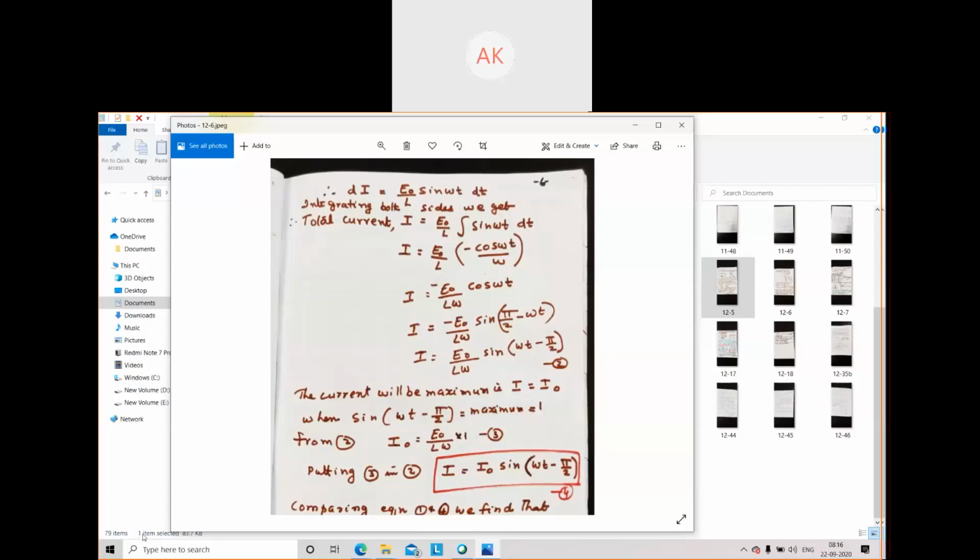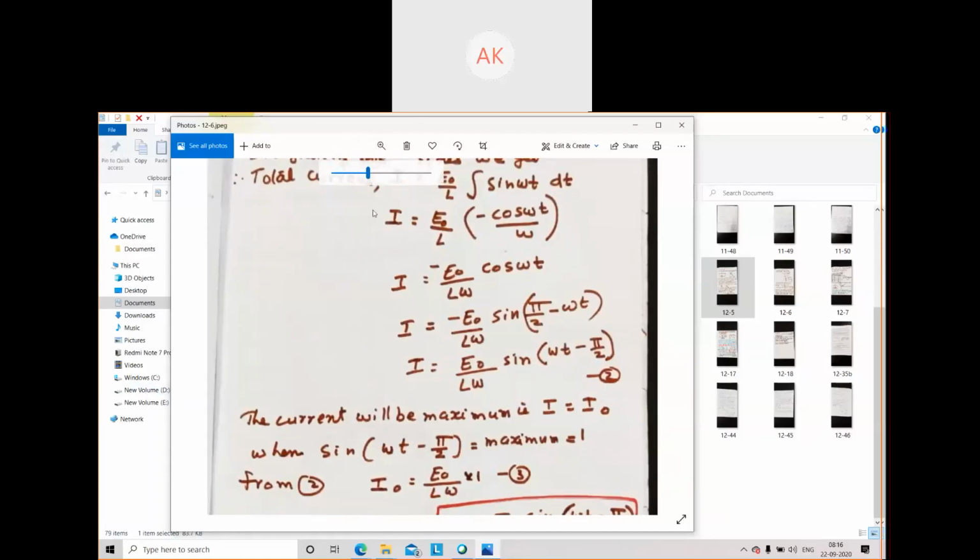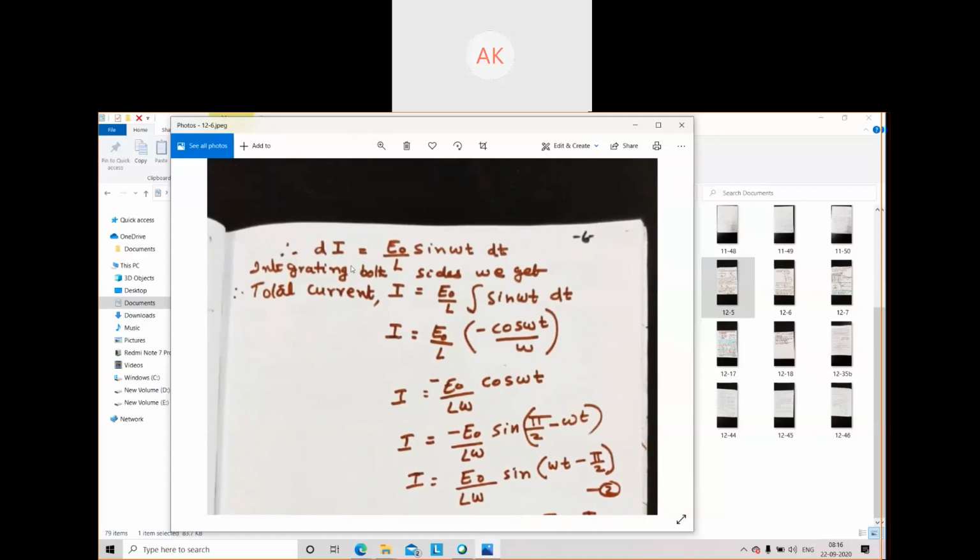Then, now we got the expression for di. Di equal to E0 by L into sin omega t dt. Then integrating both sides, we get total current. I, integral di is I, equal to E0 by L, which is constant, into integral sin omega t dt. E0 by L into integral sin omega t is minus cos omega t.